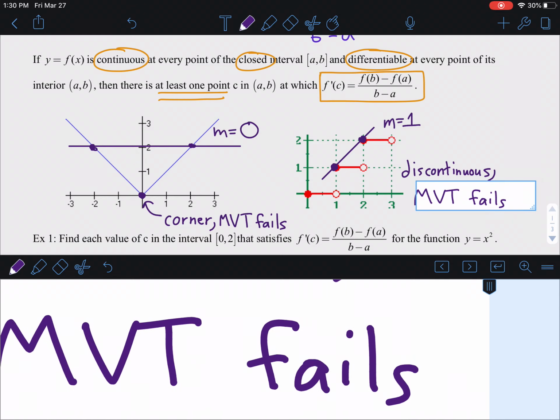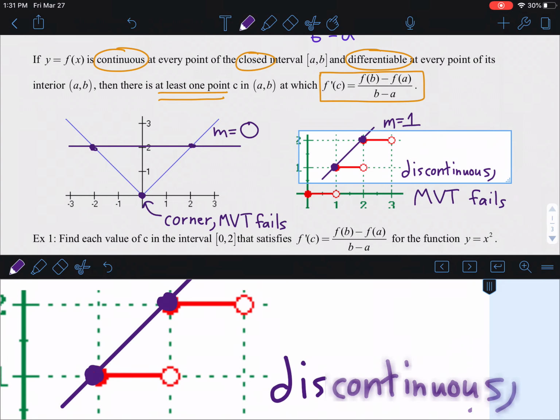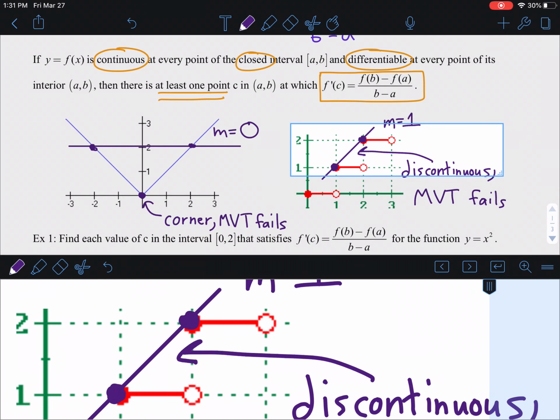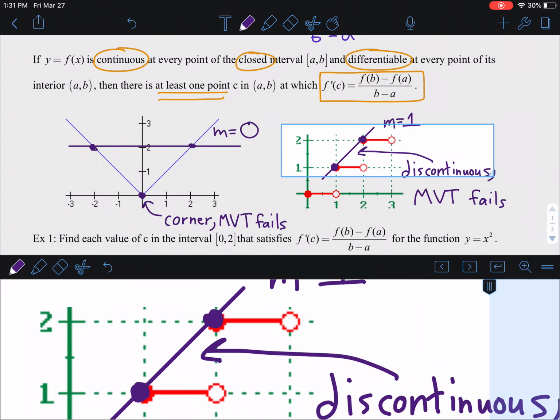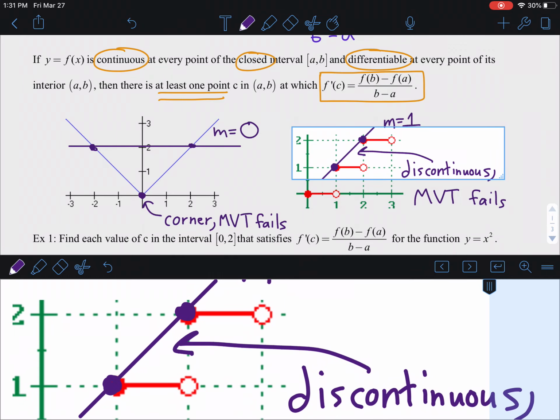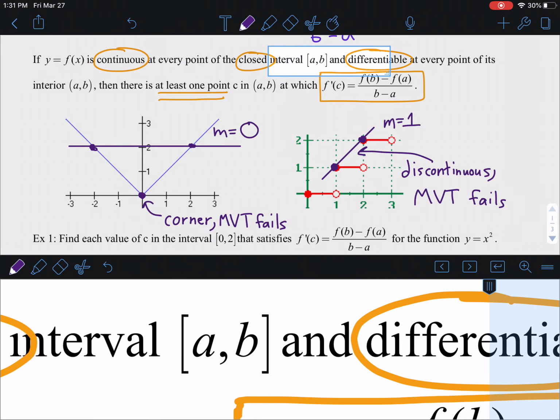Now, just because a function has a corner somewhere, a non-differentiable point, doesn't have to be a corner, or it has some sort of discontinuity, doesn't mean that the mean value theorem is always going to fail. We just have to pick a domain where it wouldn't fail. So we can look at both of these graphs and pick a different domain. I'm purposely picking domains that are going to make the mean value theorem fail, okay? So it's all about what's happening in the particular interval that you're choosing to focus on.